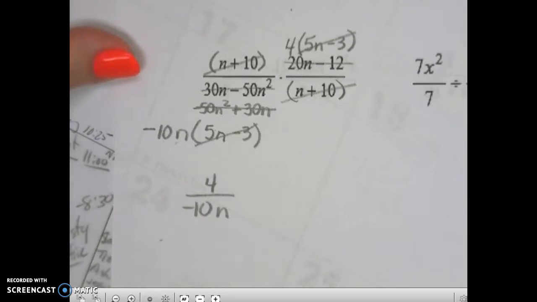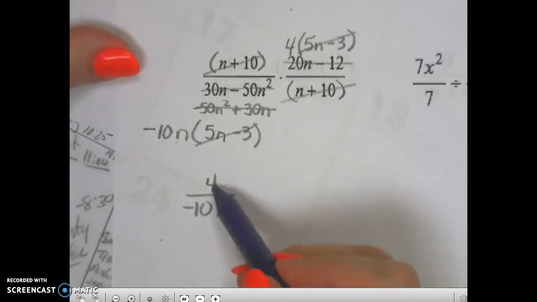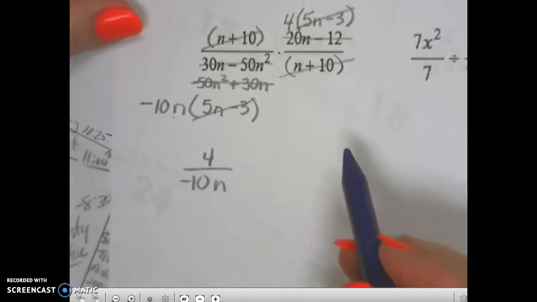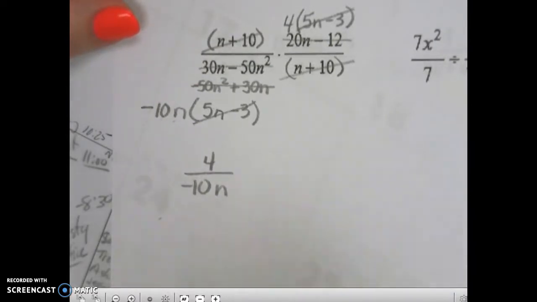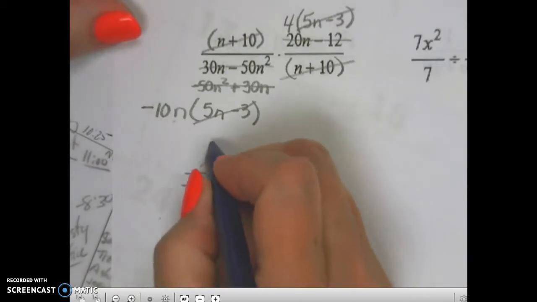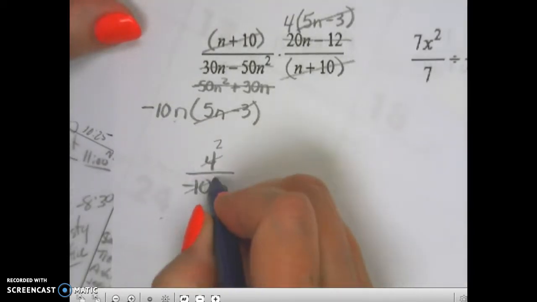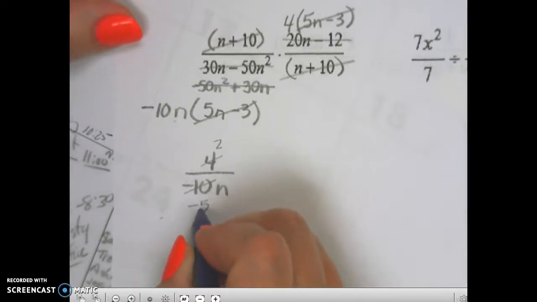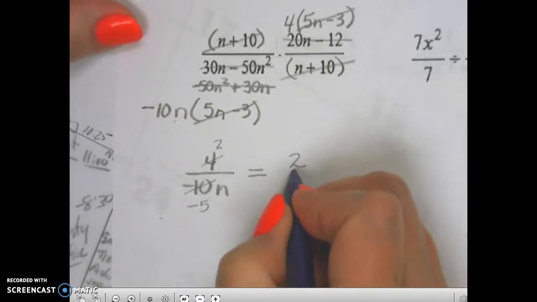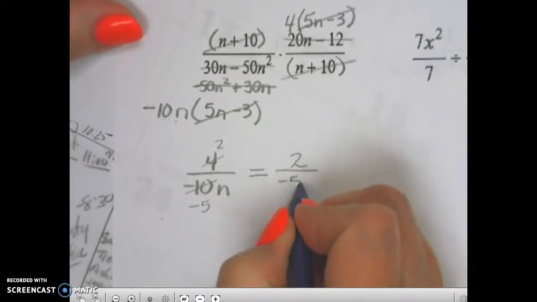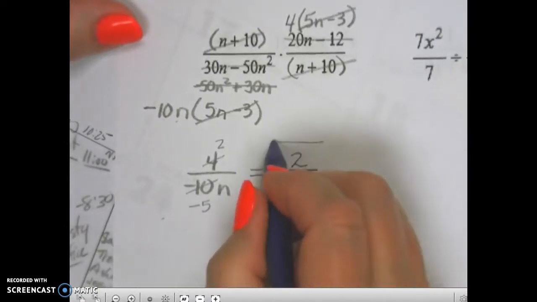Now that looks pretty good, except I noticed something about 4 and negative 10. 4 and negative 10 are both even, which tells me that 2 will go into both of them. 2 goes into 4 2 times. 2 goes into negative 10 negative 5 times. So my answer will reduce again to 2 over negative 5n. Now this is a correct answer.